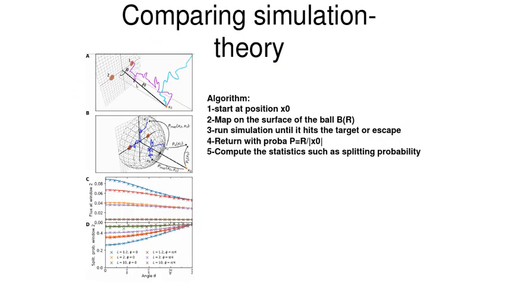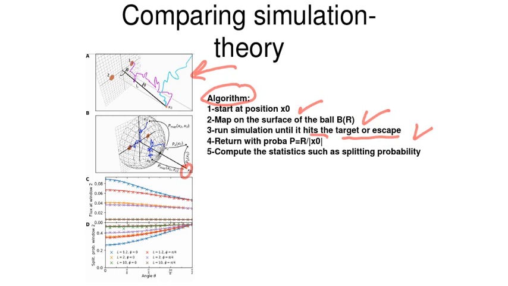So now I'm going to show you the general case for a ball. So this is the case of the plane. So how do you compare analytical results with simulations? We design an algorithm so we don't need to simulate everything. You start at a position here, x0. You map the position here to a disk of a given radius. And then you start your Brownian simulation inside the disk. You run a simulation until it hits a target or escapes.